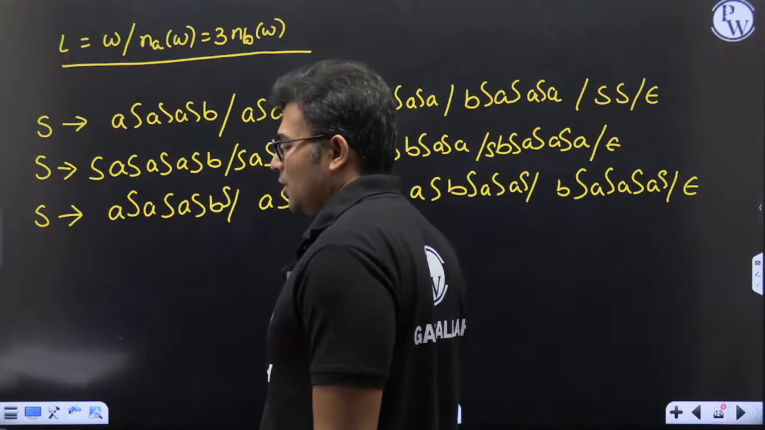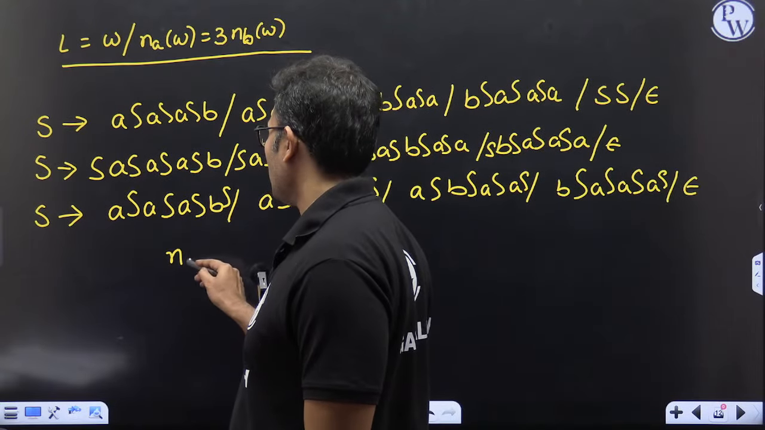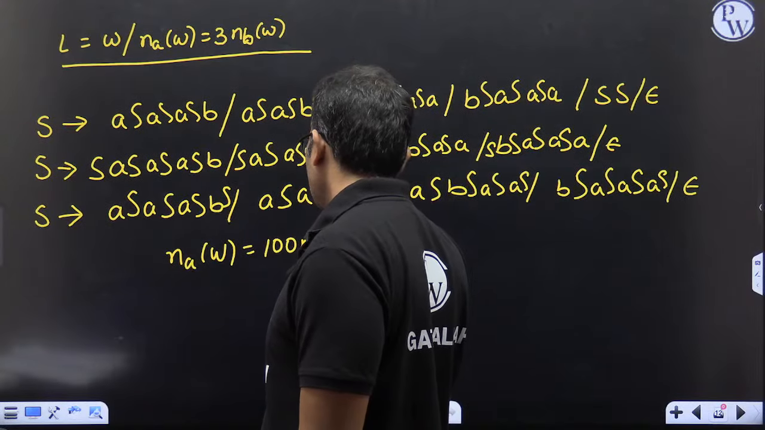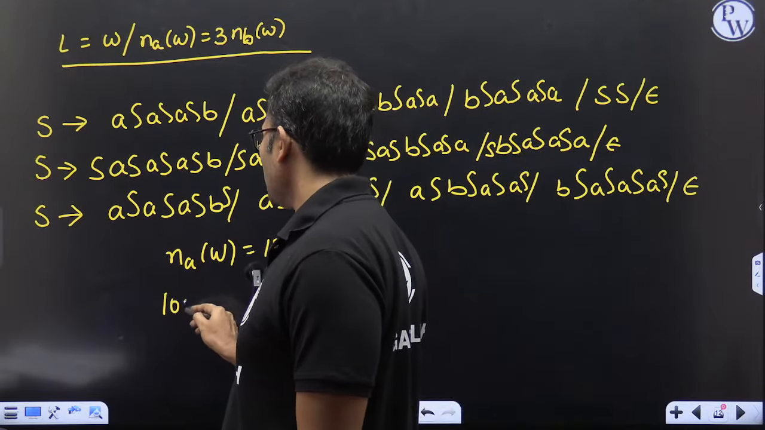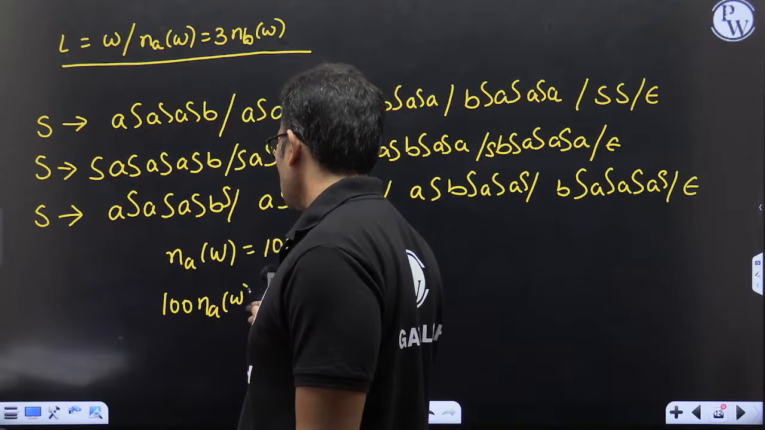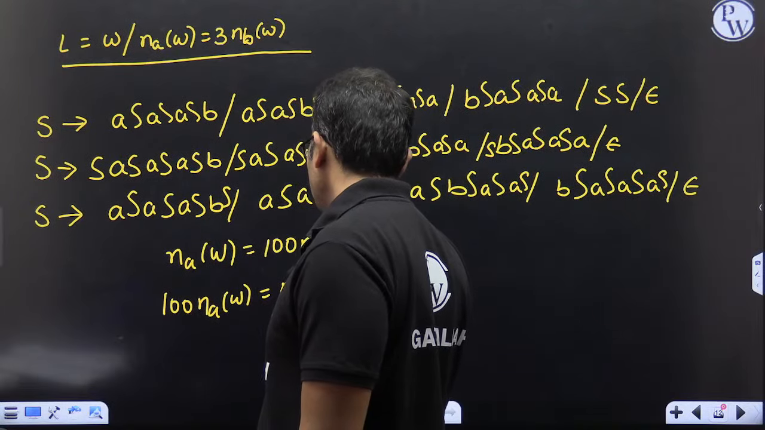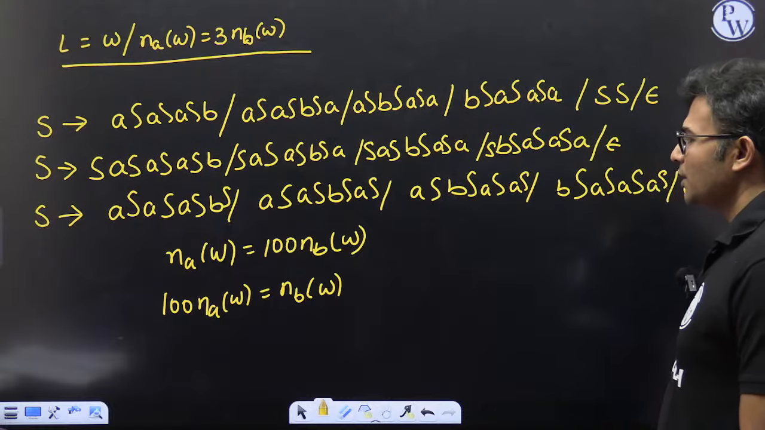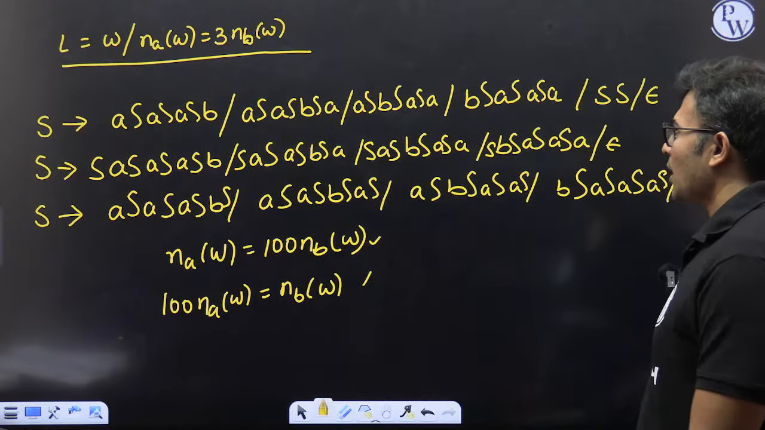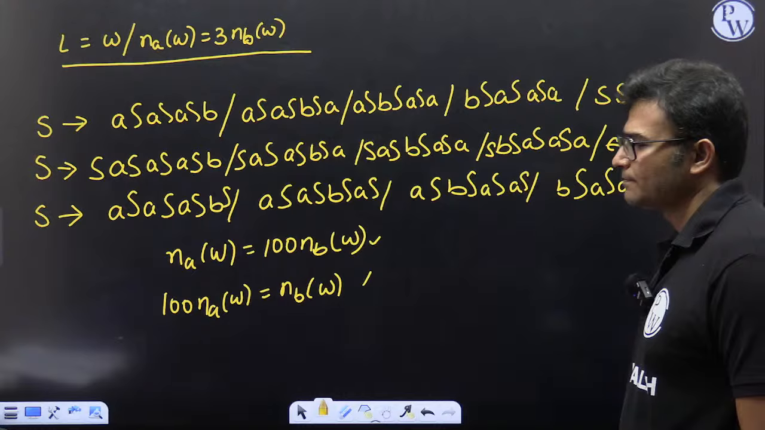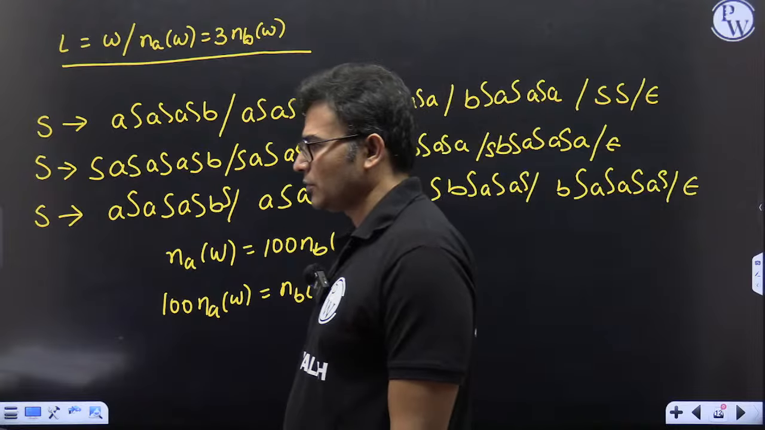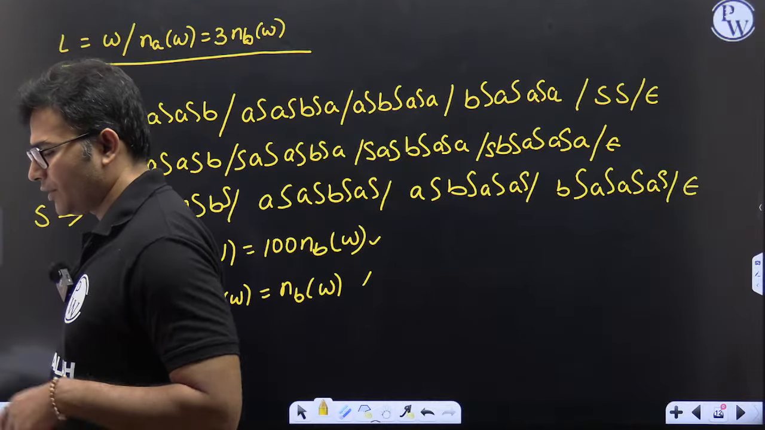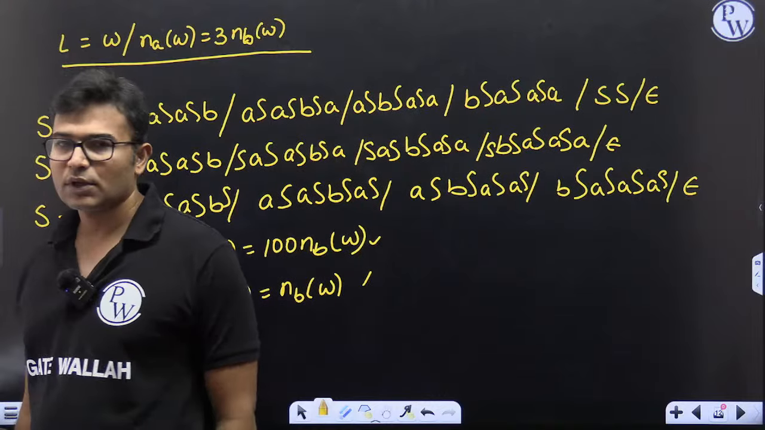Now you can apply the same method for any number: the number of A's in W is equal to 100 times the number of B's in W, or 100 times the number of A's in W is equal to the number of B's in W. You can apply the same method for all these languages. These are all context free, and you can give context free grammars like this. Okay, this is a shortcut.